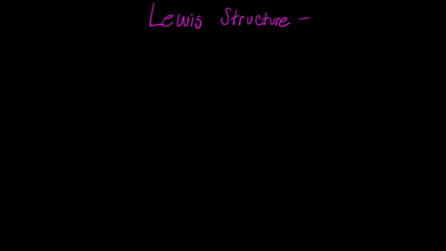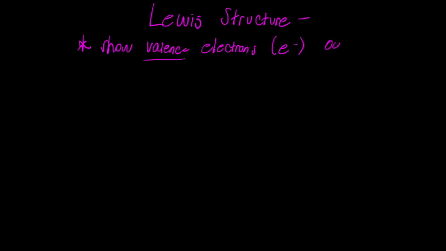There's a couple different ideas here, all right? So first of all, Lewis structures show the bonding of valence electrons only, okay? And remember that valence electrons are the outermost electrons. I'm going to abbreviate electrons by E minus, okay? So valence are the outermost shell, okay? Outermost unfilled shell.